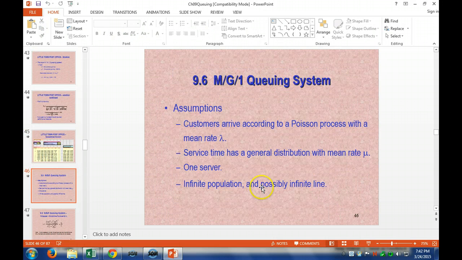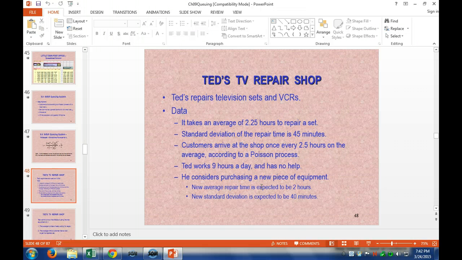Let's see. Let's look at this one. No, let's not.